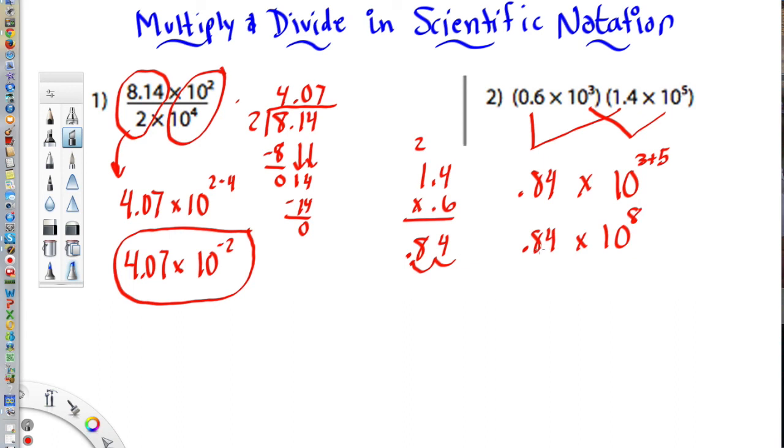Now, is this scientific notation? No. This number right here on my base is not greater than 1 and less than 10, so I need to make this 8.4. And if I do that, I'm moving the decimal point 1 to the right, which means I'm going to have to move the exponent actually one less time, which is 7.